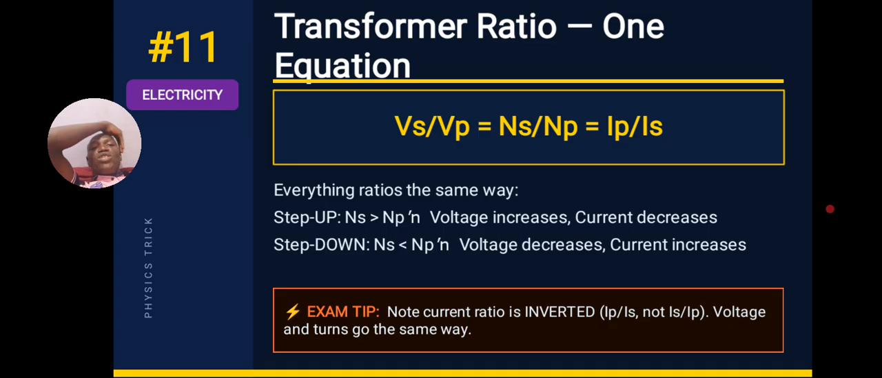We have the voltage in secondary coil over voltage in primary coil is equal to number of turns in secondary coil over number of turns in primary coil, which is equal to current in primary coil over current in secondary coil. I beg you never to forget this.